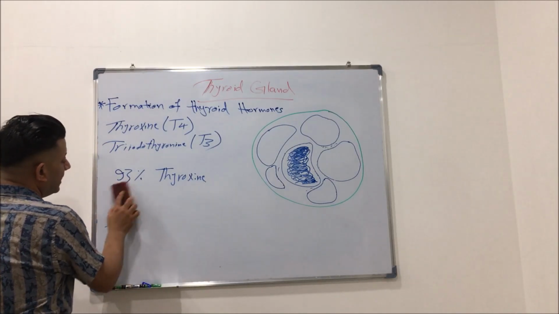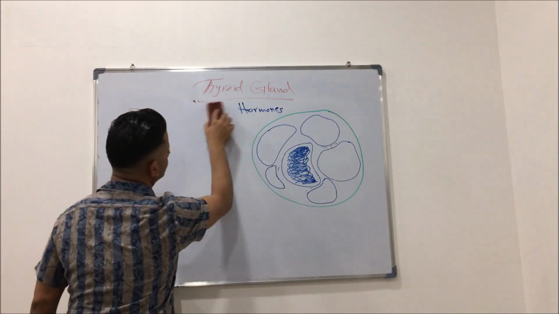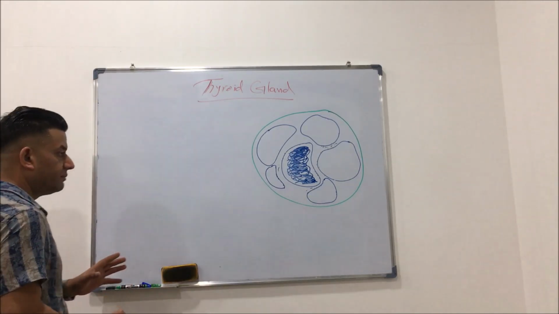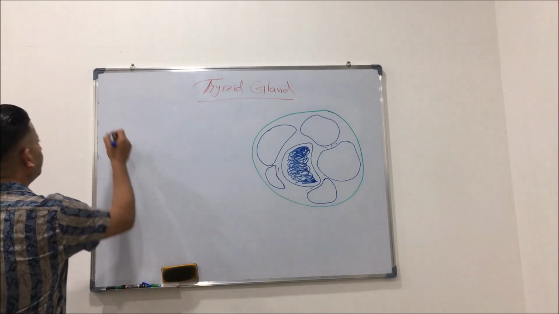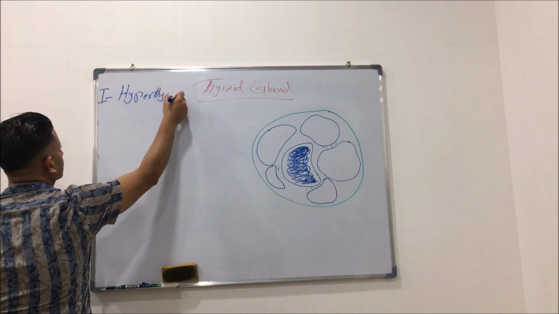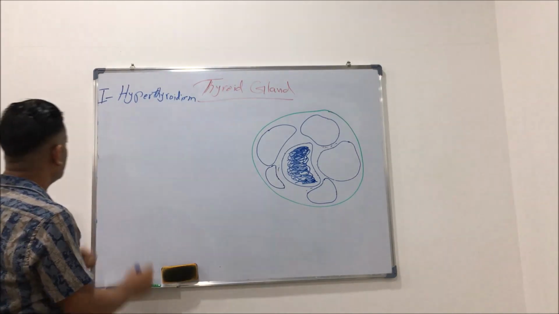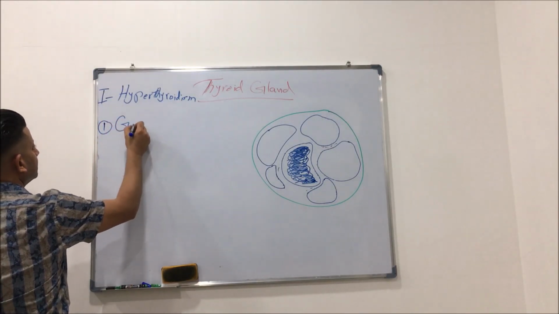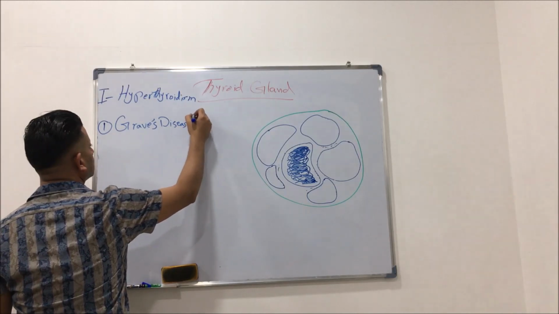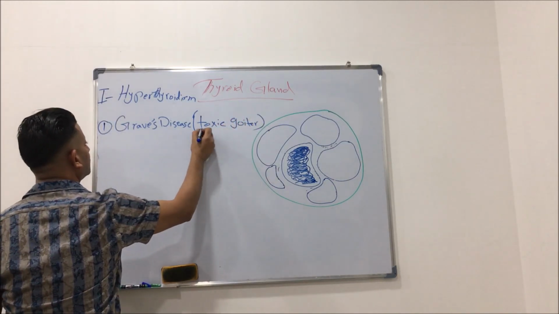Now let's speak about the abnormal or pathological conditions of the thyroid gland. We have two important pathological conditions of the thyroid gland. First of all is hyperthyroidism. And in terms of hyperthyroidism, we have two conditions. The first one is Graves' disease, or what is called toxic goiter, or thyrotoxicosis.